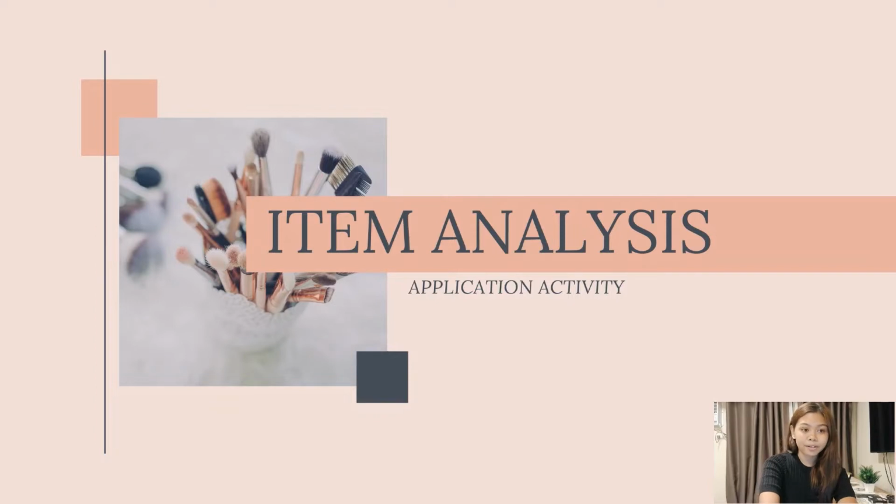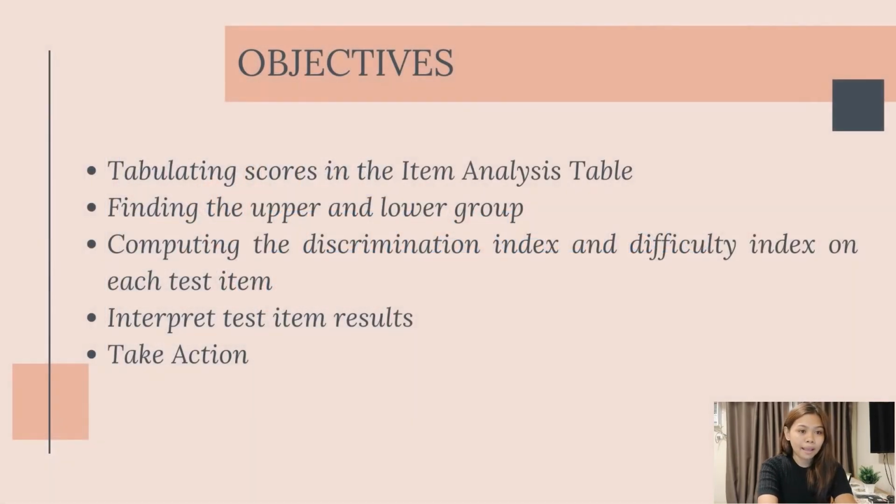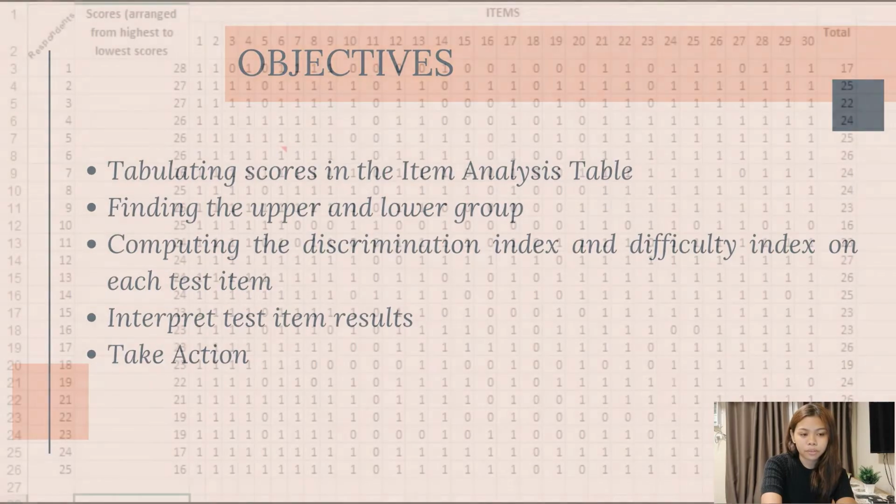Good day, everyone. I hope you're all doing well. For today, we will discuss the lesson 3 item analysis. Throughout the task, we will be tabulating scores, finding the upper and lower group, computing the discrimination index and difficulty index on each test item, and we will use the results to interpret and take action whether each test item is subject to revision or removal.